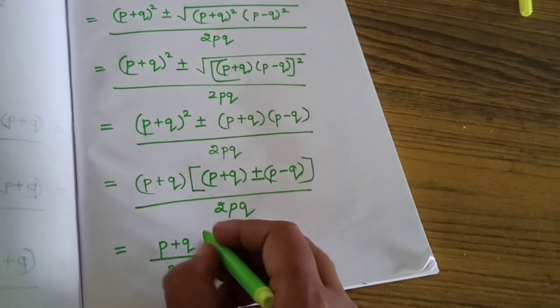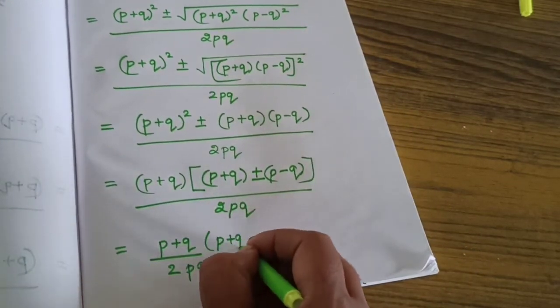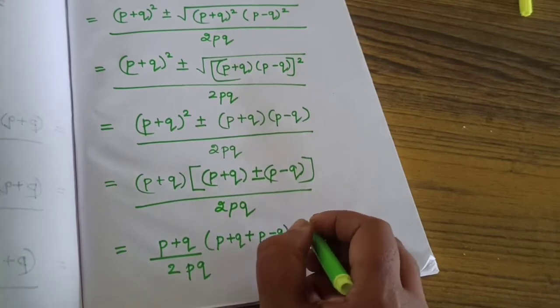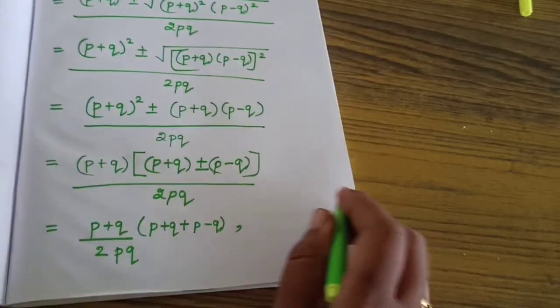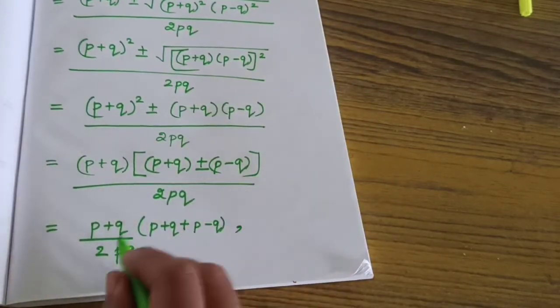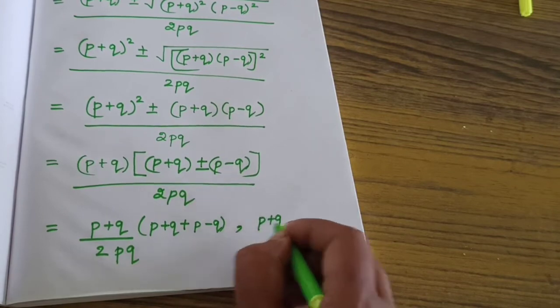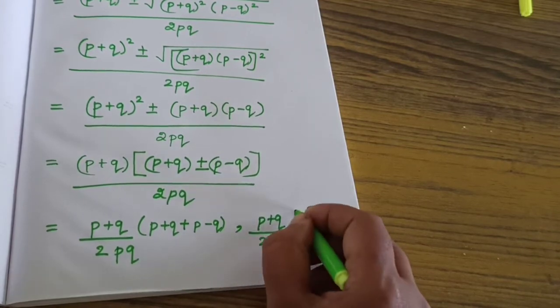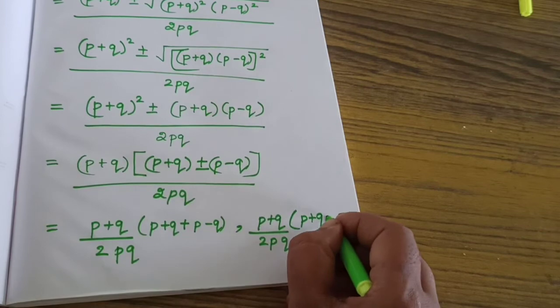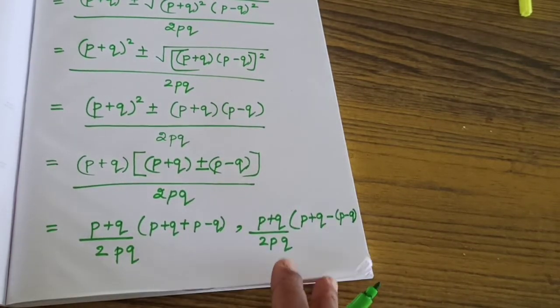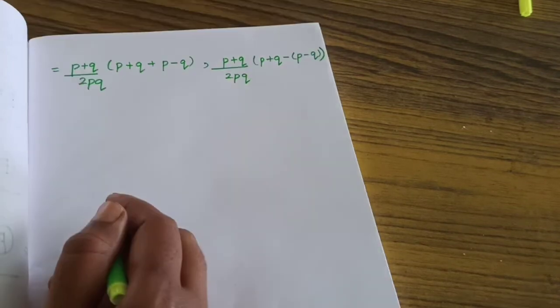Now, by splitting two terms, we can write this as p plus q by 2pq. Two terms we need to write: p plus q plus p minus q, or one more term. Here plus or minus, no. So I am splitting into plus term and minus term. So p plus q by 2pq, p plus q minus p minus q. Those two terms. Then we are going to reduce this.